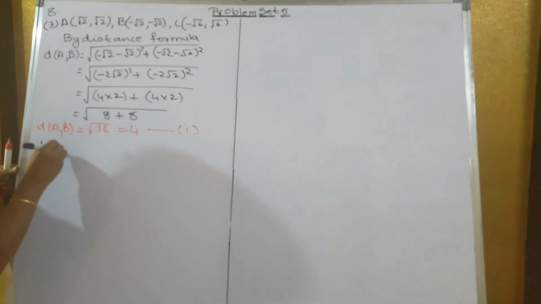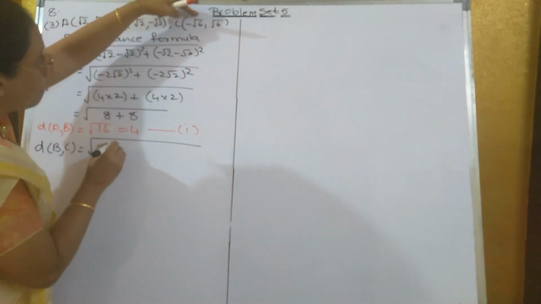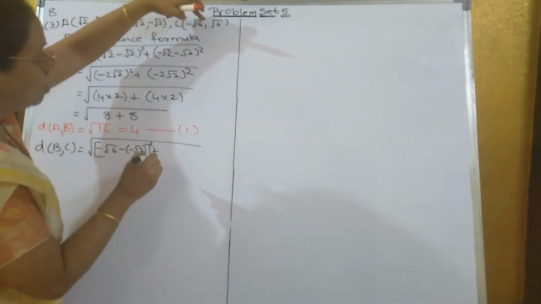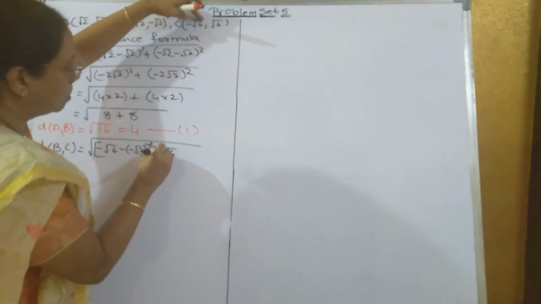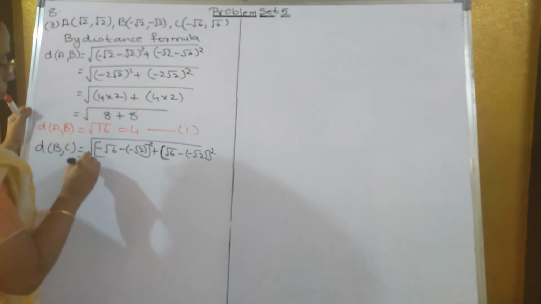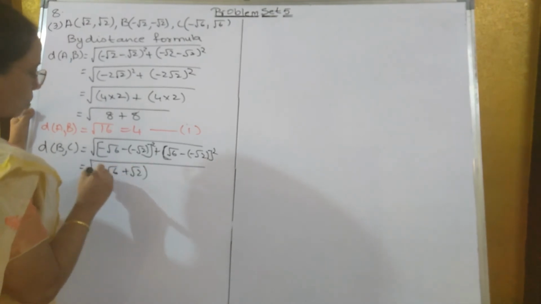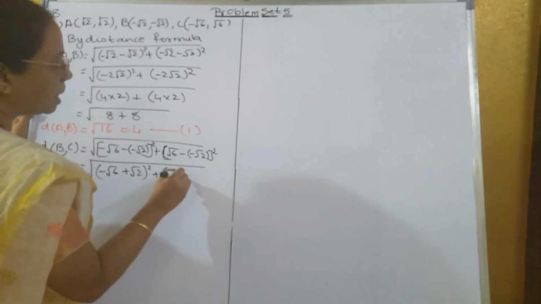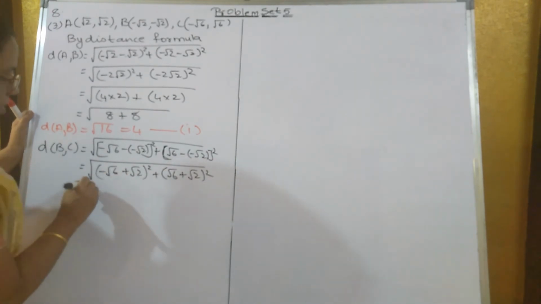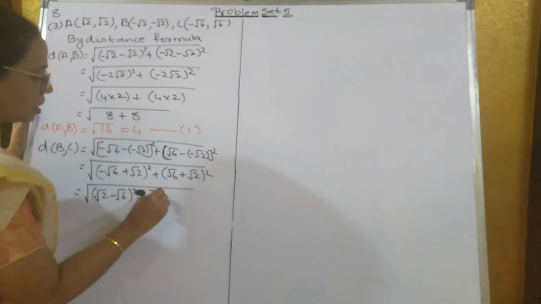Distance BC is equal to minus root 6 minus into minus root 2 the whole square plus root 6 minus into minus root 2 the whole square. So that's equal to minus root 6 minus into minus plus root 2 the whole square plus root 6 minus into minus plus root 2 the whole square. Since the negative is coming first, we'll put the positive first. So that's equal to root 2 minus root 6 the whole square plus root 6 plus root 2 the whole square.